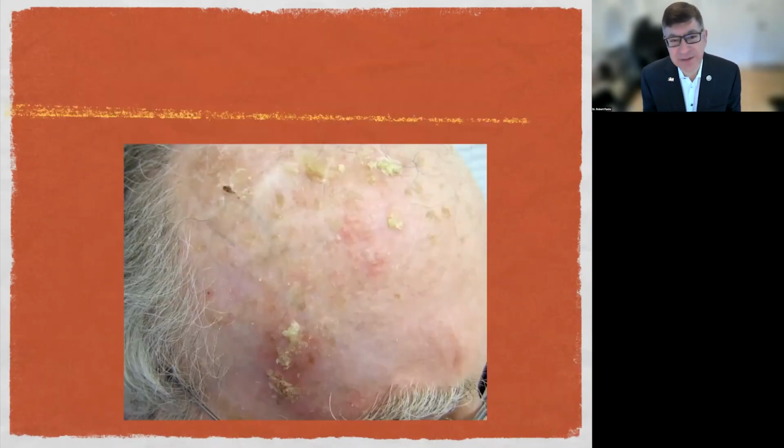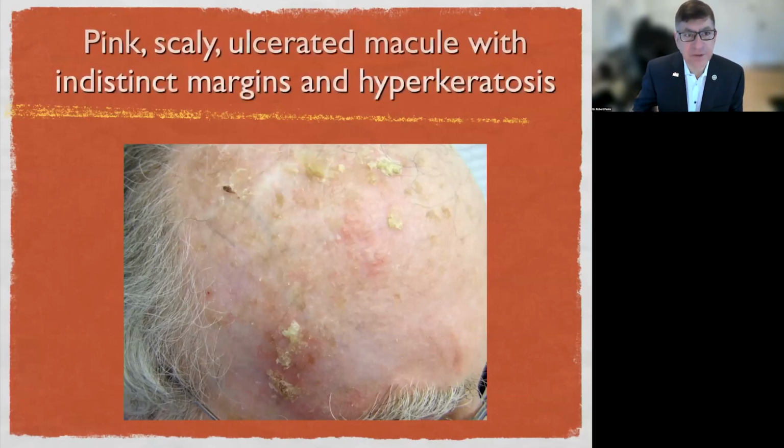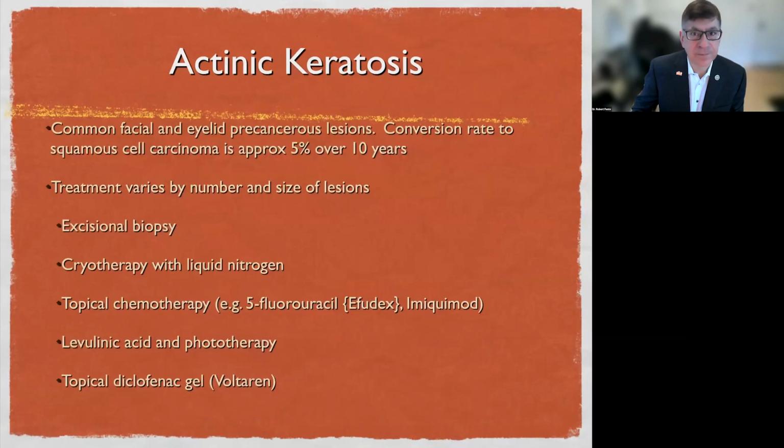I'm going to ask you to describe this for a sec now here. Looking at this patient's head, I'm describing these as pink, scaly, ulcerated macules with indistinct margins and some hyperkeratosis. This is actinic keratosis, a common facial and eyelid precancerous lesion. The conversion rate to squamous cell carcinoma is approximately 1 in 20 over 10 years.